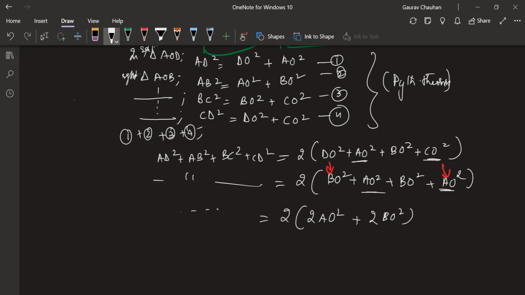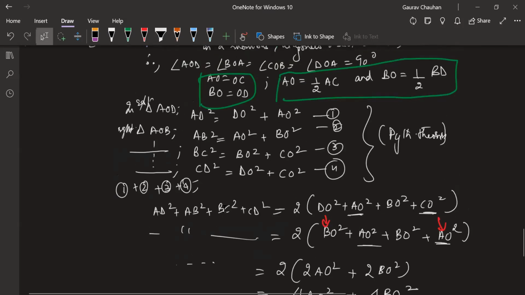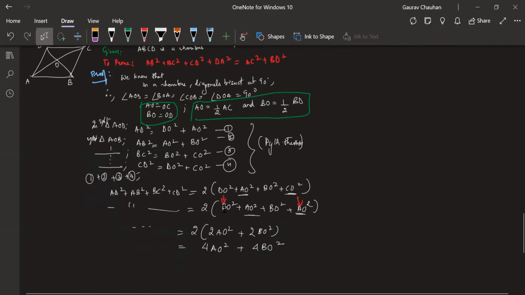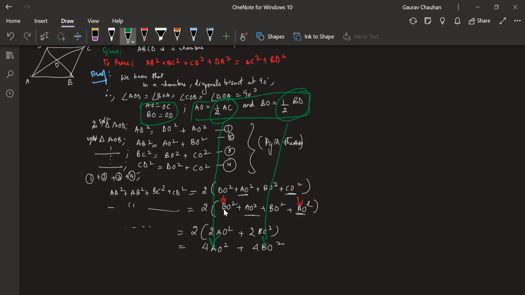Moving ahead. Now when I take this 2 inside, I'm going to open the bracket. What happens is 4AO square plus 4BO square. I've just opened the bracket, and there is something interesting going to happen now, because AO is equal to half of AC, I can substitute this part here, and I can substitute this part in place of BO.